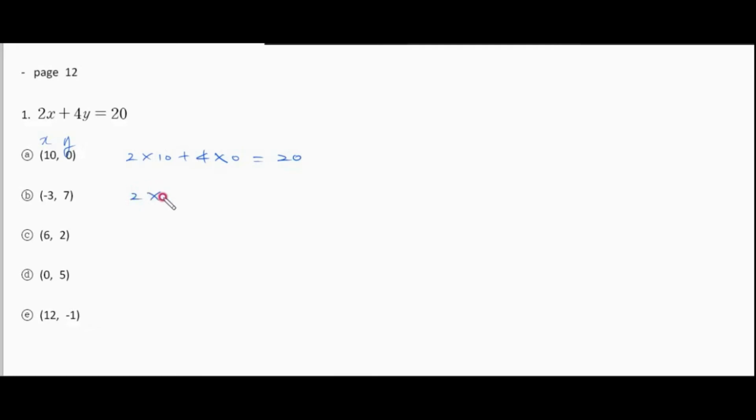And let's go for b. 2 multiplied by minus 3 plus 4 multiplied by 7. So that will be minus 6 plus 28, which will be 22. So this isn't true. Then this will be the answer. And let's try C. 2 multiplied by 6 plus 4 multiplied by 2, 12 plus 8, this will also equal 20. And D and E will also be the same for this.